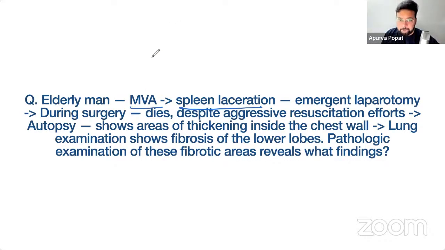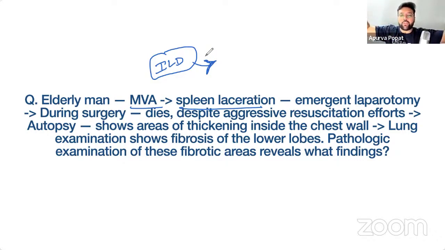Interstitial lung disease. This is definitely a type of interstitial lung disease. If I just give you an example, that would be a giveaway. What is this thickening inside the chest walls? Thickening inside the chest walls and lower lobe fibrosis.